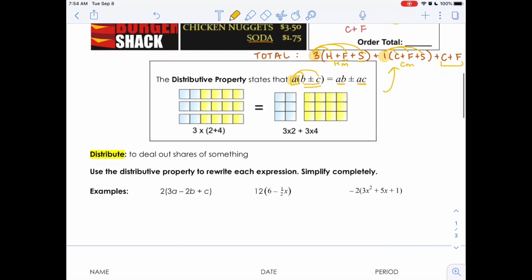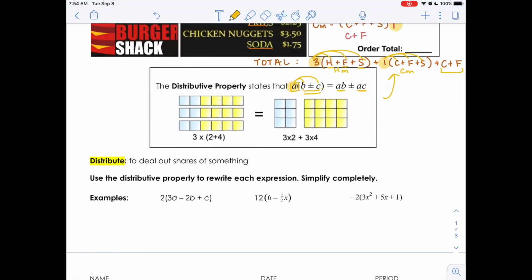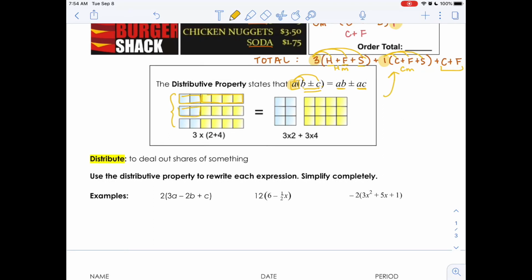And here's a little picture to illustrate it. If I have 3, so let's take a look at this here. I've got 2 plus 4, okay? But I have 3 of those. So I have another 2 plus 4 and another 2 plus 4. So I can rewrite that as that I have 3 2s plus 3 4s.